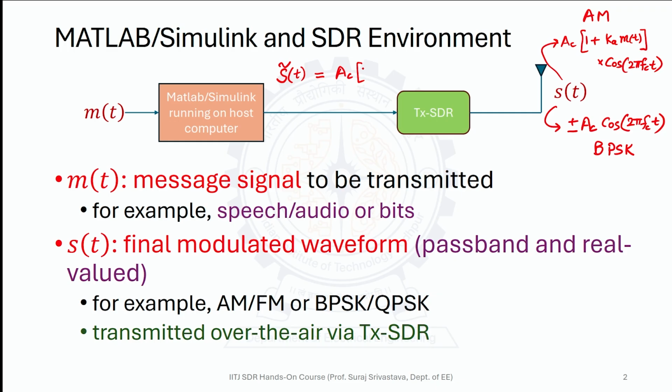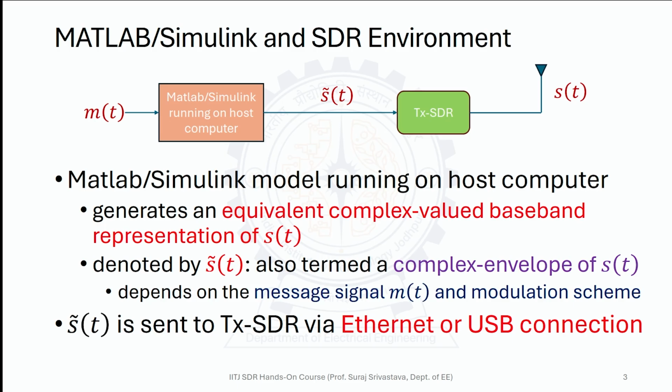will be Ac into (1 plus k m(t)). This is for AM, and similarly this s tilde(t) for BPSK will become simply plus or minus Ac in the bit duration Tb. So right now we are not focusing too much on these things. These will be explored systematically in the subsequent lectures, but I am just giving you an example that this is what is the role of the Simulink. The Simulink model generates the corresponding equivalent complex valued baseband signal corresponding to this s(t).